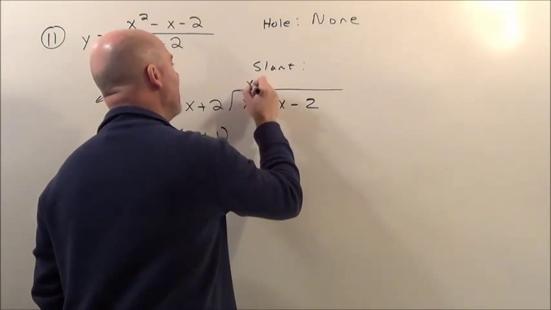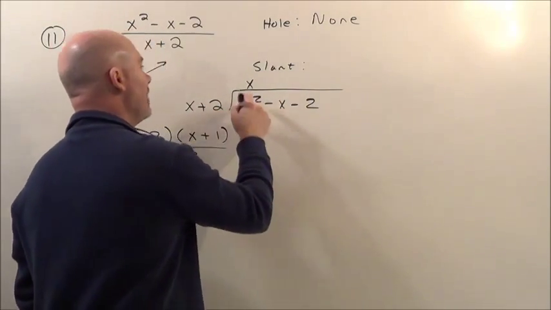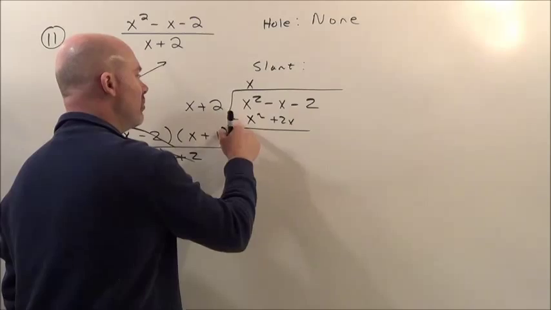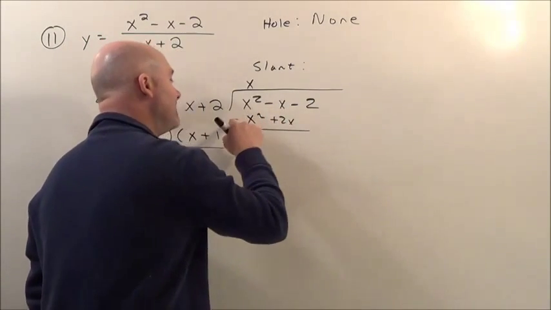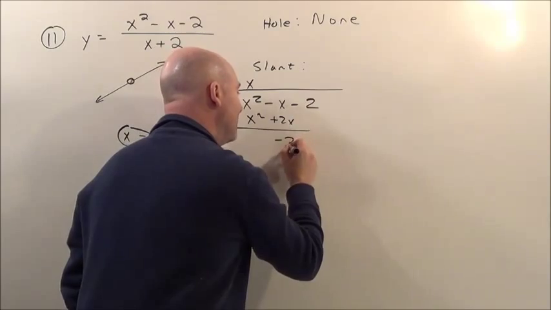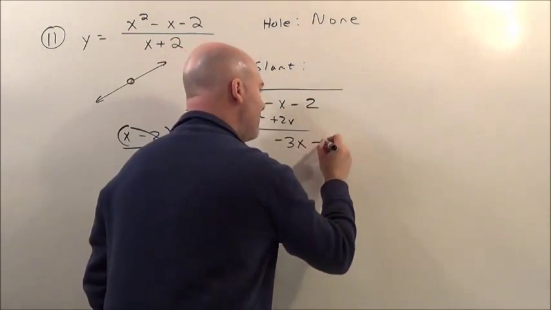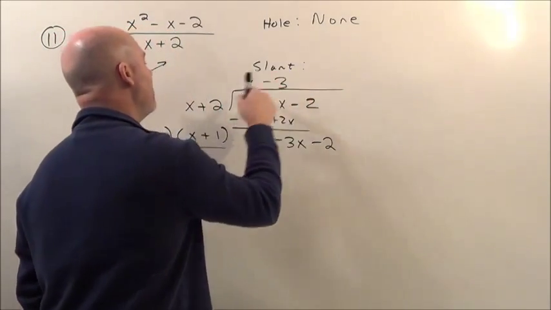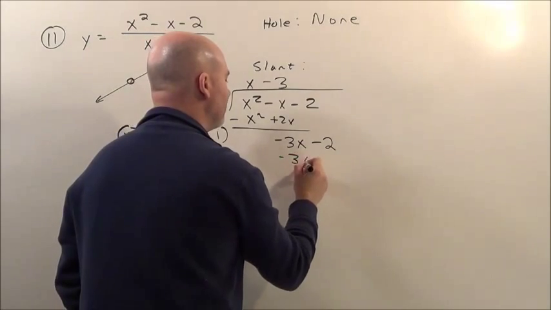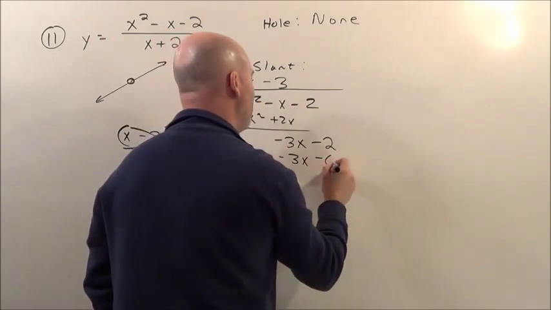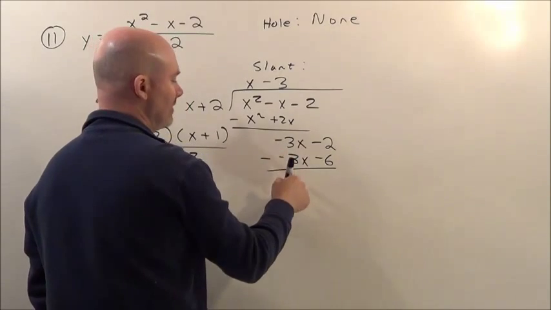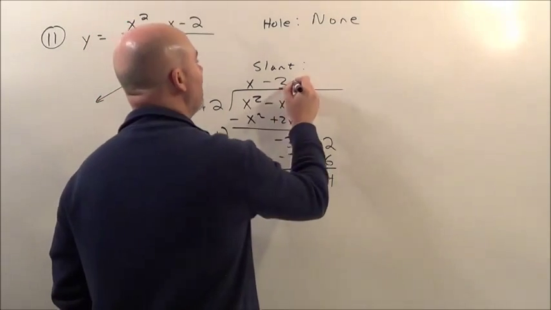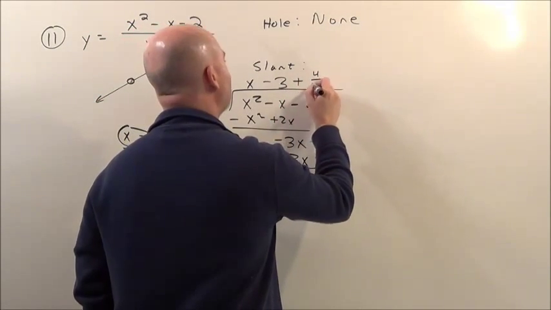X goes into x squared, x times x, x squared, x times 2, plus 2x. Remember, we're subtracting the whole thing here. x squared minus x squared, gone. Negative x minus 2x, that's going to be negative 3x there. Now I'll bring down my minus 2. X goes into negative 3x minus 3 times. Minus 3 times x, negative 3x, minus 3 times the 2, minus the 6. Subtract here, that goes away, negative 2 minus negative 6 gives me a remainder of positive 4. So you have your plus 4 over the x plus 2.